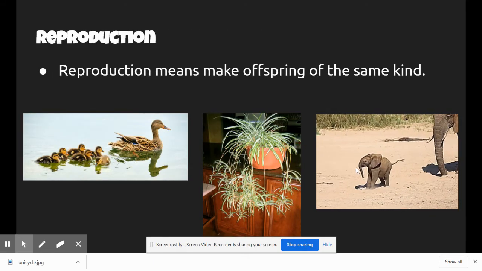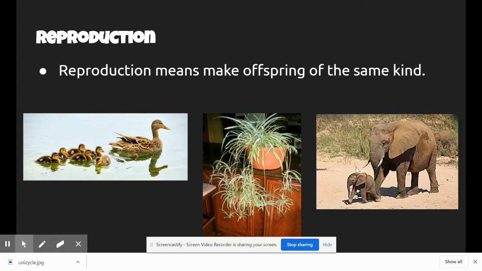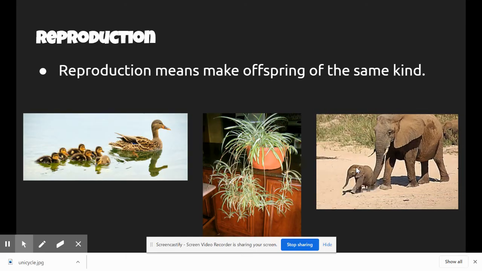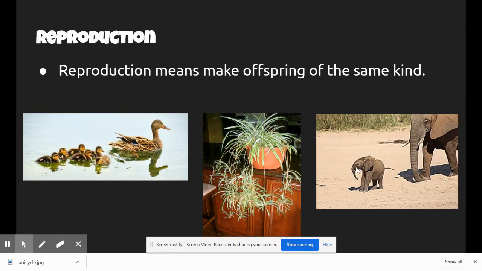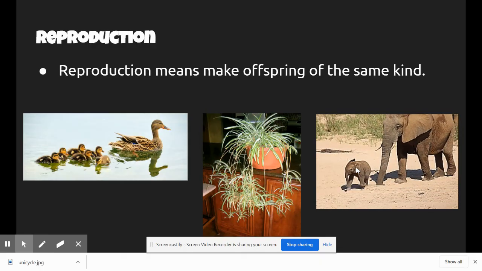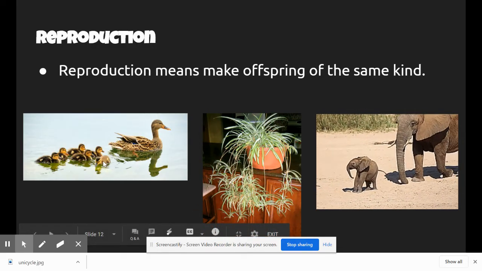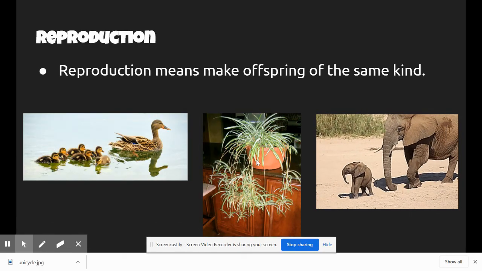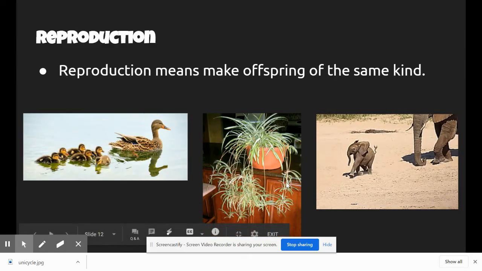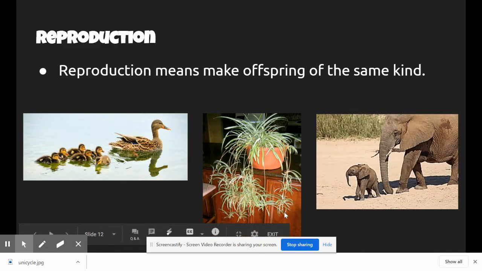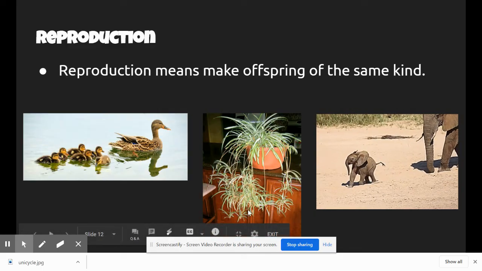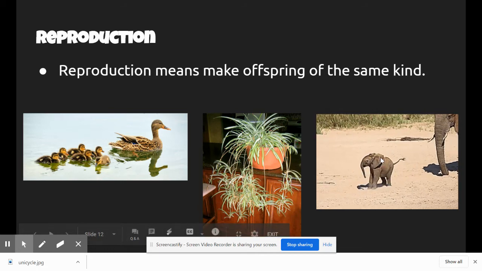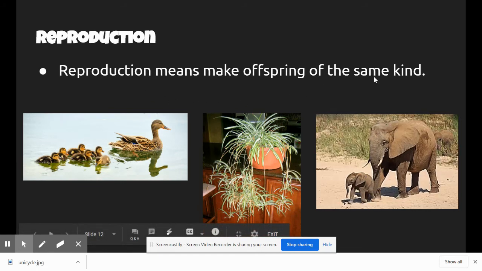The final characteristic that we're going to look at today of all living things is the ability to reproduce. And reproduce means that they can make offspring of the same kind. So an example of this is that a duck is going to have a baby duck. A spider plant, which you probably don't think of plants as having babies, but all of these right here are the spider plant's babies. So a spider plant has spider plant babies. An elephant has an elephant baby. So it's organisms of the same kind.